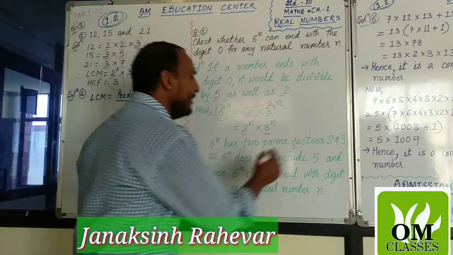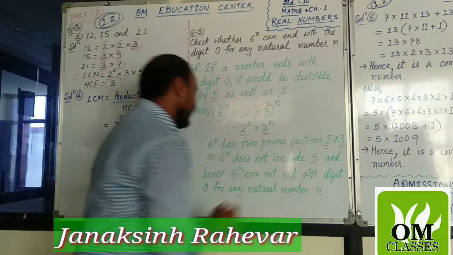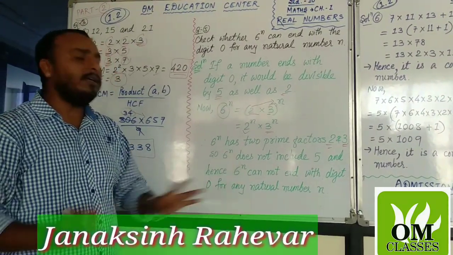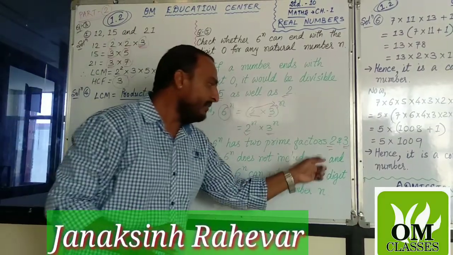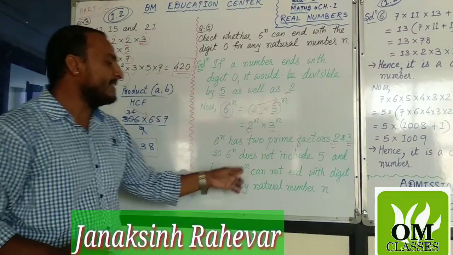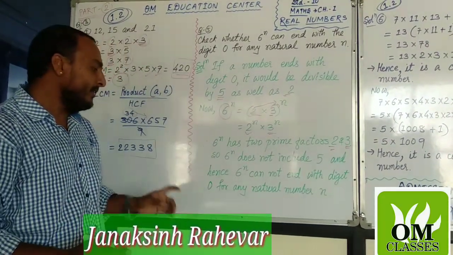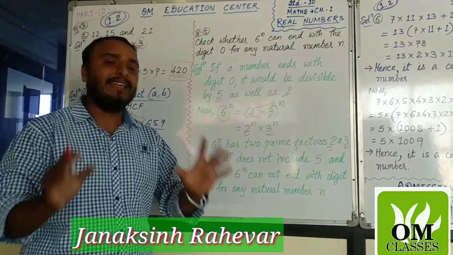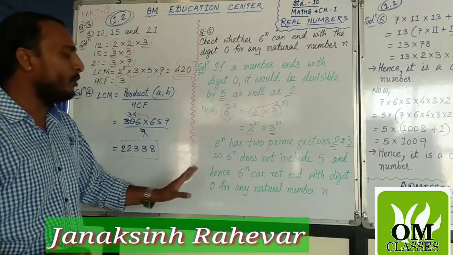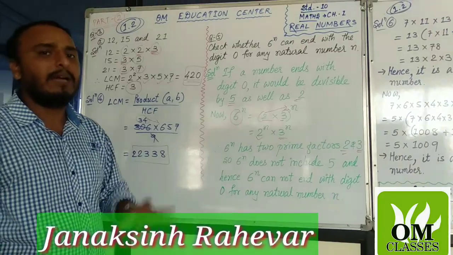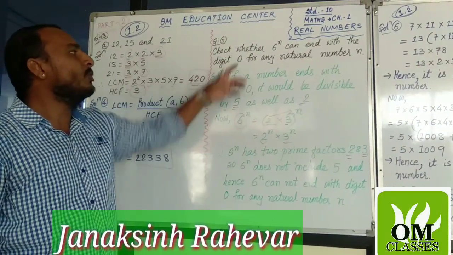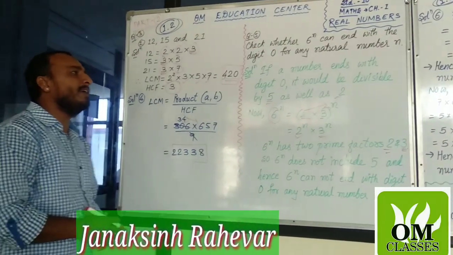Two things are possible, 2 and 3. So 6 raised to n does not include 5. Hence 6 raised to n cannot end with the digit 0 for any natural number n. आप कुछ भी ले लो, कभी भी पीछे 5 नहीं आएगा, मतलब 5 उसका फैक्टर नहीं आएगा, means you will never get 0 at the end.